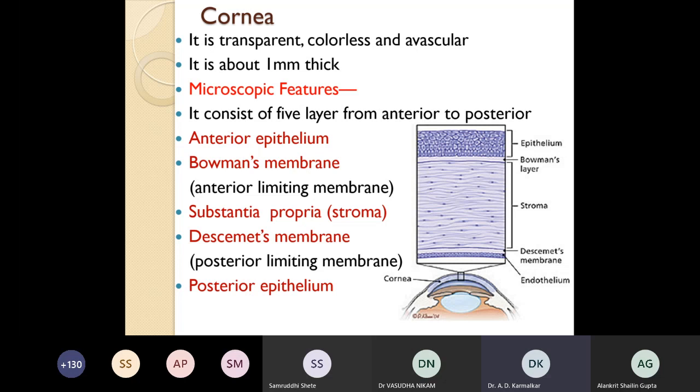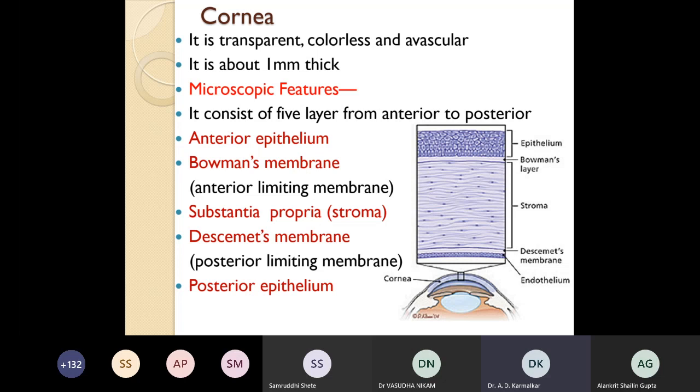The next layer is Bowman's membrane, also called the anterior limiting membrane. It is an acellular layer made up of collagen fibrils, which acts as a basement membrane. Next is the stroma, that is the substantia propria. It is a connective tissue stroma. When I say connective tissue, there are the fibers, there are the cells, that is connective tissue cells, and the ground substance, if you can recollect. That part we'll see in the coming slides. Then there is Descemet's membrane, which is also called the posterior limiting membrane. And there is the posterior epithelium, which is the endothelium.